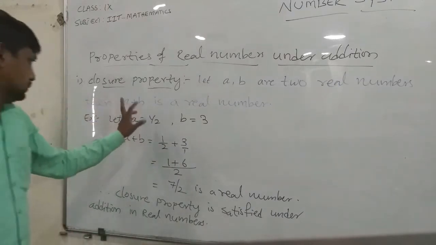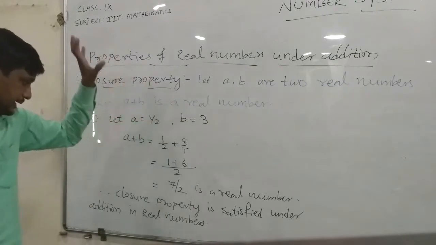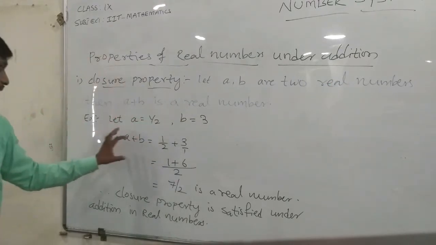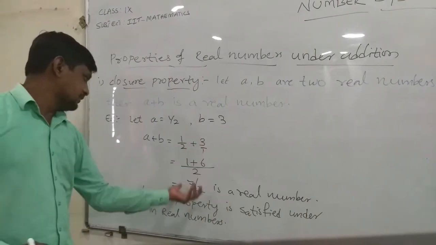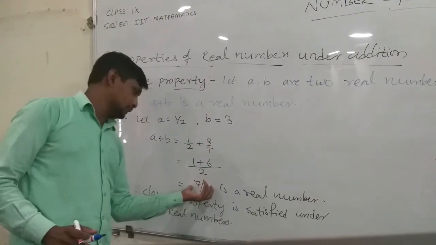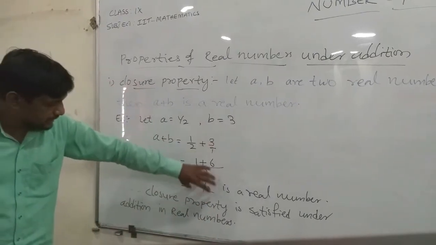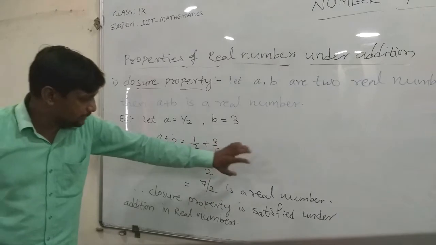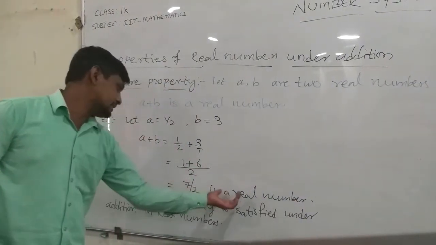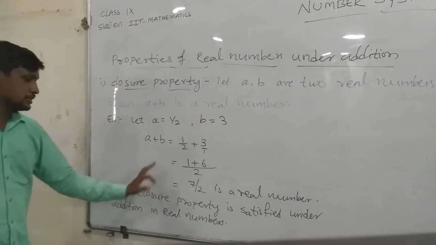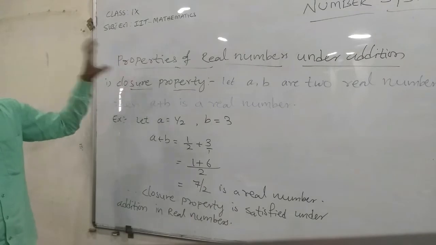So children, I am taking two numbers. When I am adding the two numbers, again I need to get a real number. So here I am taking A equal to 1 by 2 and B equal to 3 and I am adding those two numbers. By simplification, I am getting 7 by 2. 7 by 2 is a real number because 7 by 2 we are going to say it as a rational number. A real number consists of rational numbers as well as irrational numbers. So hence 7 by 2 is a real number. So hence the closure property is satisfied under addition in real numbers.